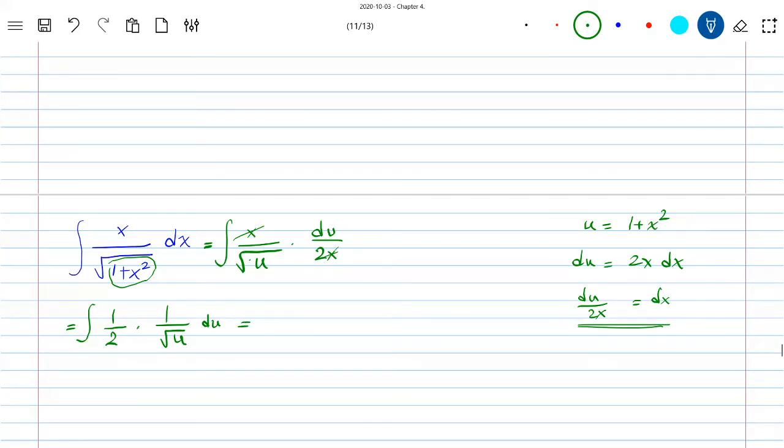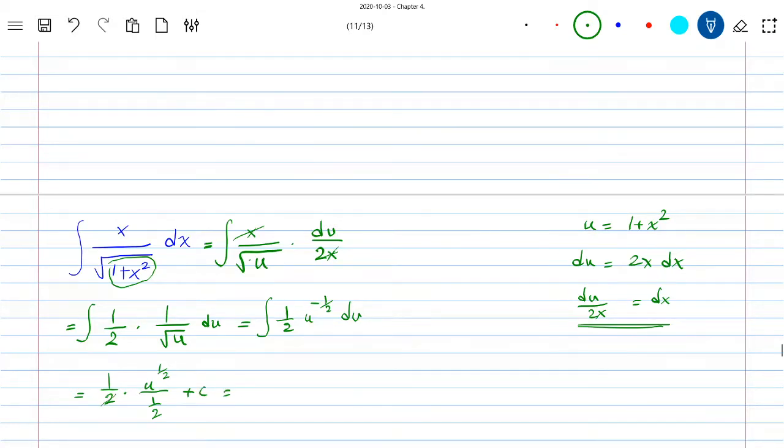We haven't taken the antiderivatives. We have just changed the variable, so 1/2 is still there. Instead of 1 over root u, I can write it as u to the power negative 1/2 du. Now take the integral. What would be the antiderivative? 1/2 is still there. The antiderivative of u to the power negative 1/2 is: add 1 to the exponent, divide by the same exponent, plus some constant.